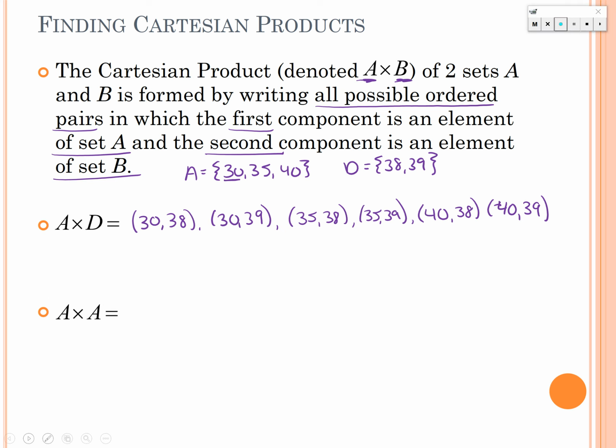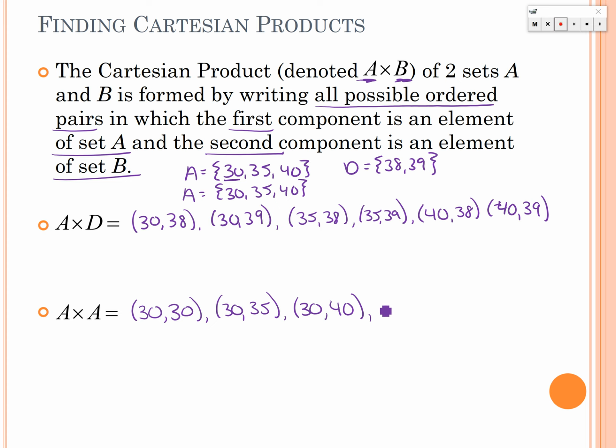Now sometimes you pair a set up with itself. So I'm going to start with 30 and pair it up with 30. I'm going to pair 30 with 35. Please disregard that bell. And I'm going to pair 30 with 40. So I took the first element in set A, and I paired it up with, if it helps you, you could write set A again, since you're pairing the two up, but it's up to you.